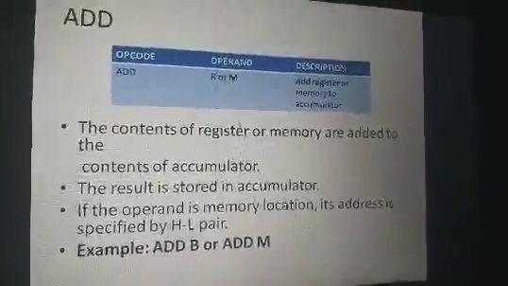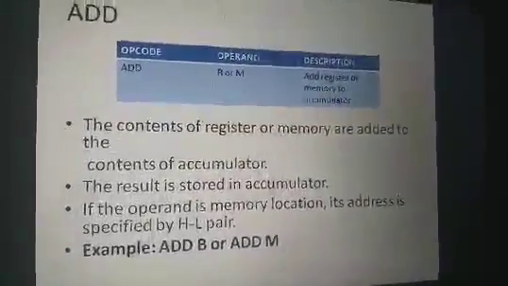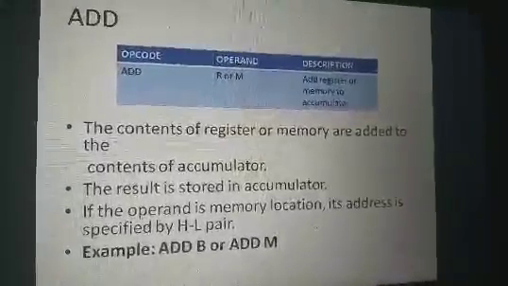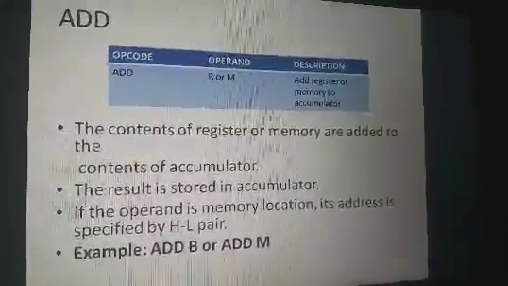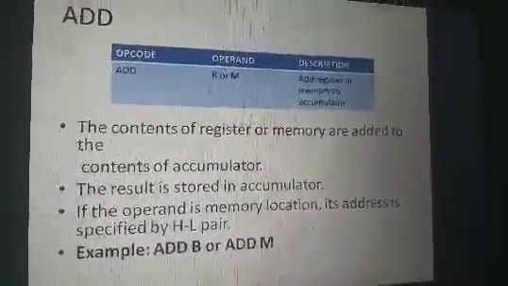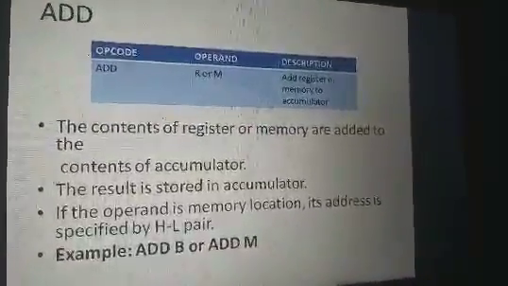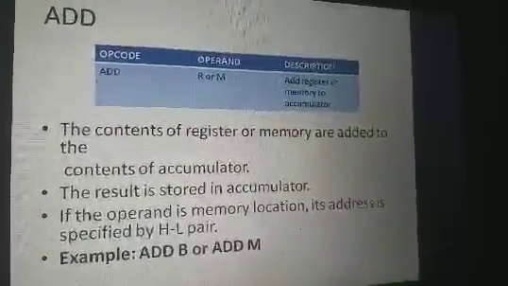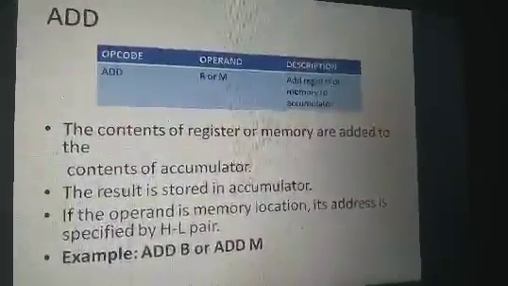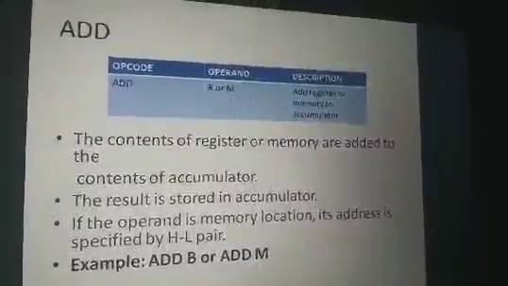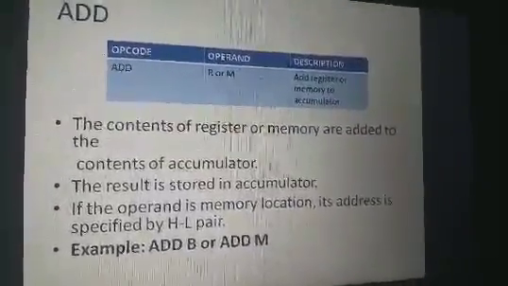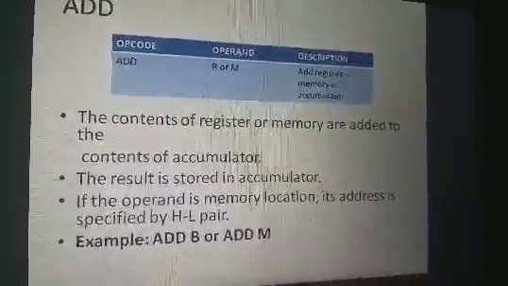Now, this is the first instruction in this category, that is ADD. Add means to add. We can add either a register or a memory content plus the content present in the accumulator, and the final result will be stored in the accumulator.